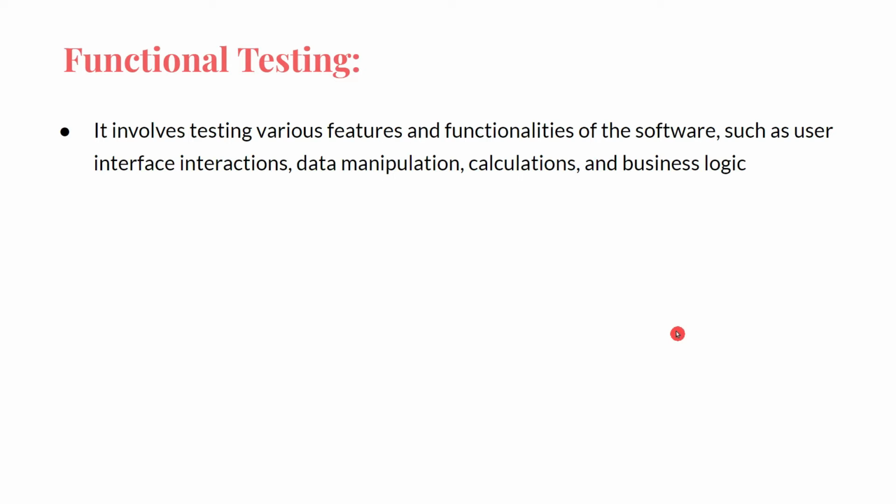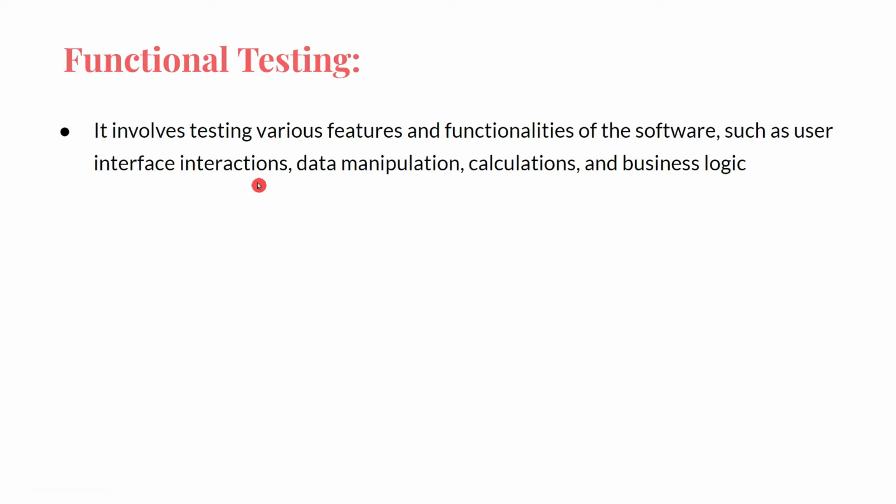Now let's see, there is something called functional testing. Functional testing involves testing various features and functionalities of the software. Now everywhere we are doing functional testing only, right? We are checking everything. So what is the difference between them and this?